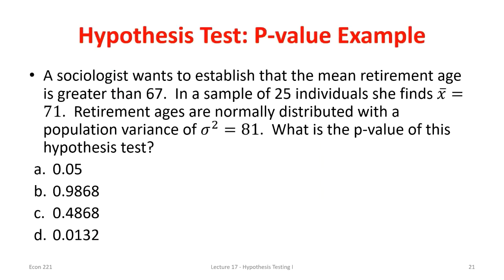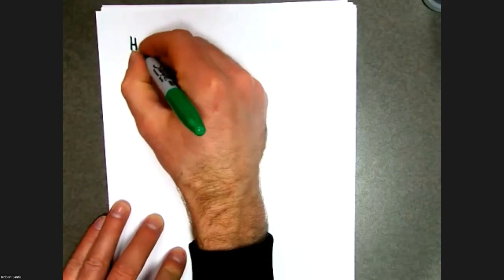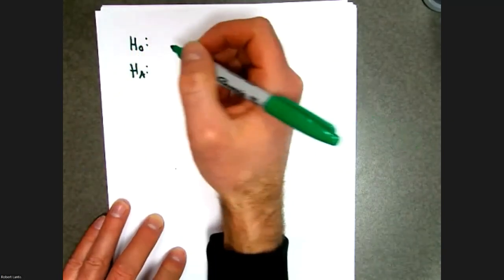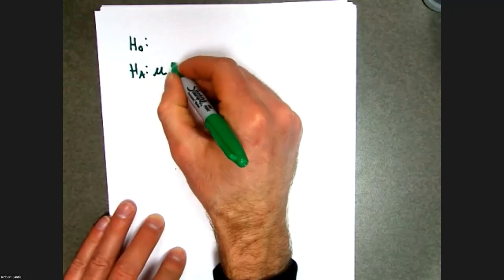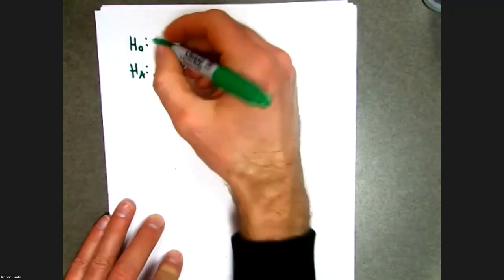All right, so let's go back, and here we'll get a taste of a right-tail test. We'll do the mean retirement age one. I'm kind of beating this example to death here, but we want to see whether we have a mean retirement age that's greater than 67. We find a sample mean of 71, and we have this known population variance, right? So what would the p-value be? Just to be complete, let's identify everything first. We wanted to test whether that mean retirement age was greater than 67, so we assume the opposite is true in our null.